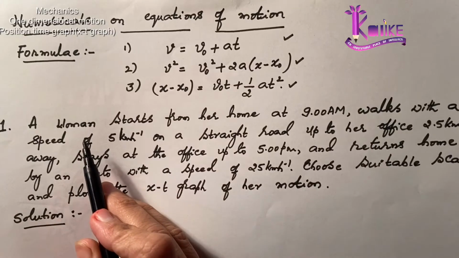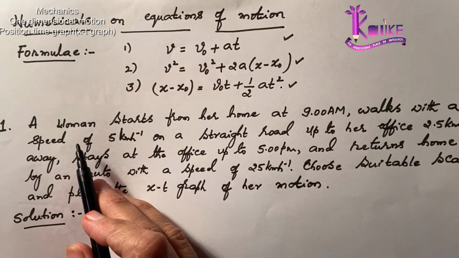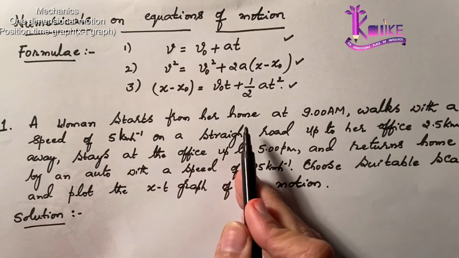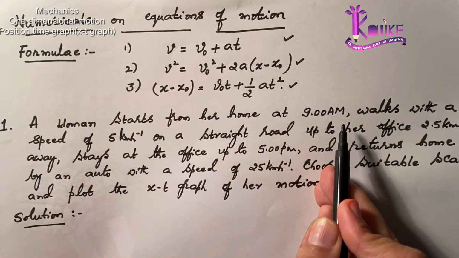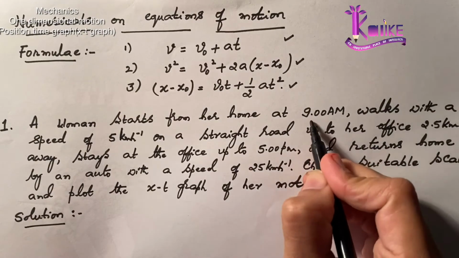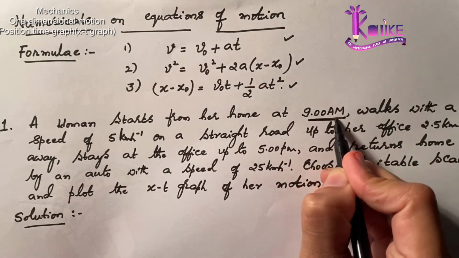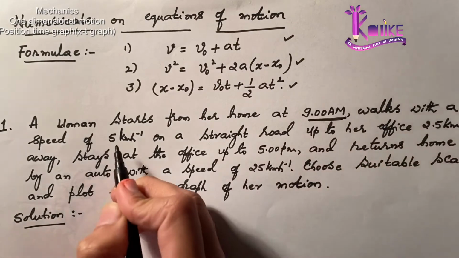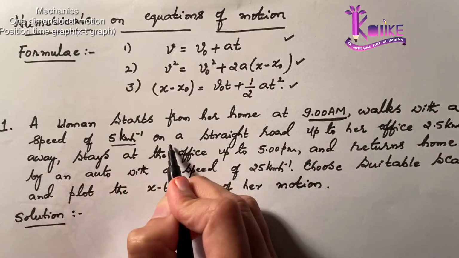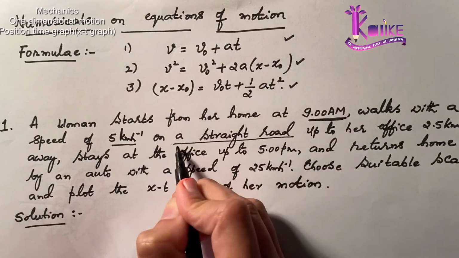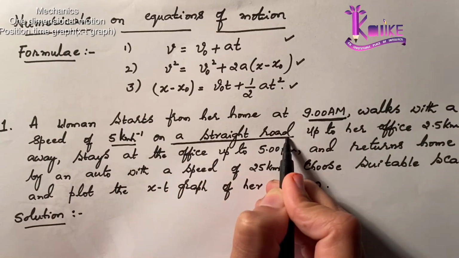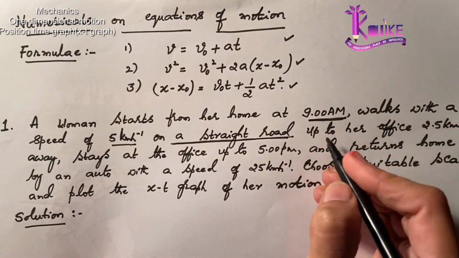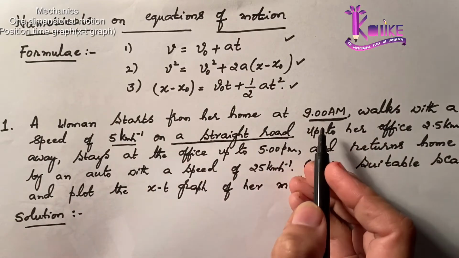So here's the first numerical, which reads like this. A woman starts from her home at 9 a.m., walks, so 9 a.m. is something really important that is given in the numerical, walks with a speed of 5 km per hour on a straight road. So this is a motion in a linear dimension, so motion along a straight line. This is only in one dimension.